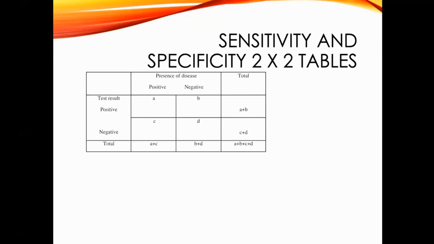And it's really important that you always do it this way, because I've seen how sometimes tricks are thrown in, trying to trick people by switching the presence of disease to the rows and the test results to the columns, and then the formulas don't work. So always remember, test results fill in the row, presence of disease fills in the columns.